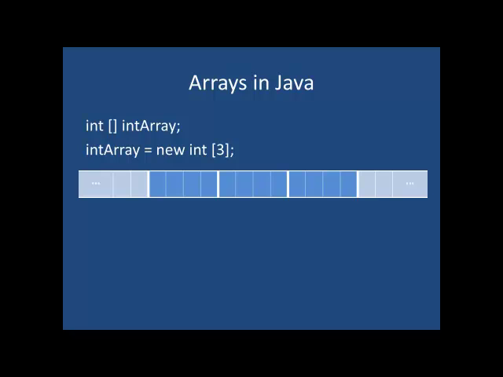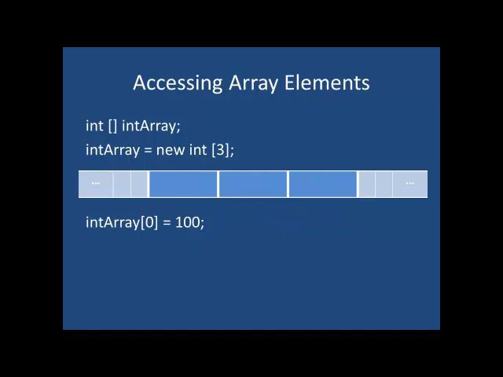So how do we add, remove and access elements in an array? The elements in an array are numbered or indexed. In Java, the element at the first position has index 0. The second element has index 1, and so on. If we want to store the value 100 at index 0, we write int array at index 0 equal to 100. We don't have to fill the array from first to last element. We could store now the value 300 at index 2 and the value 200 at index 1.